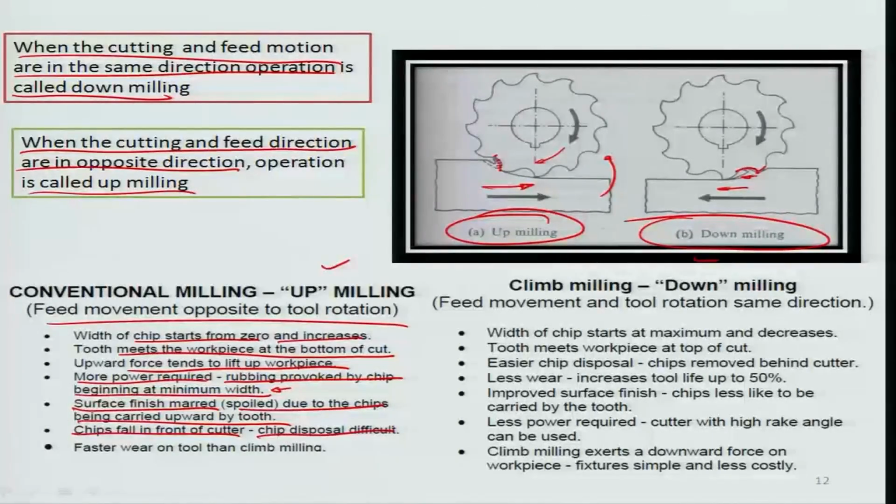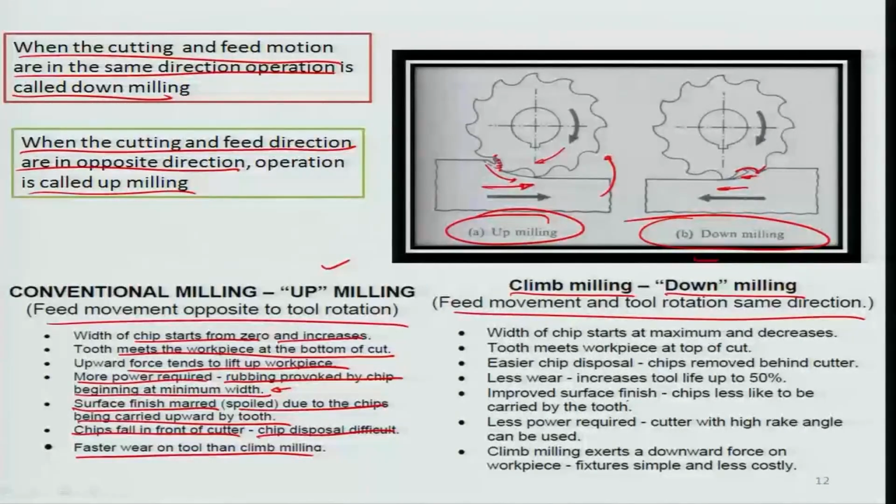which makes the chip disposal a little difficult, because the chip which is generated here would, by gravity, come down on the finished area of the workpiece. Therefore there is generally faster wear on the tool than in the other case, which is the climb milling or the down milling. So, this is known as the climb milling or the down milling, where the feed movement and the tool rotation are in the same direction.